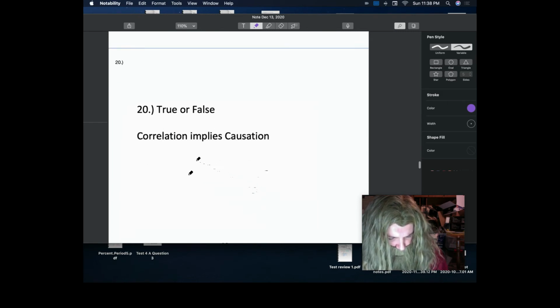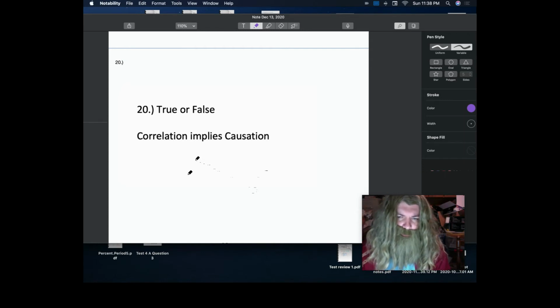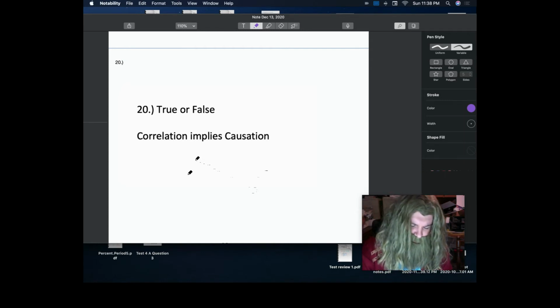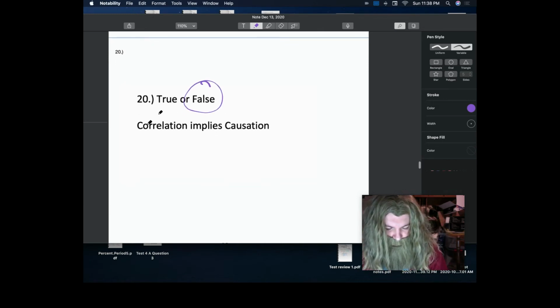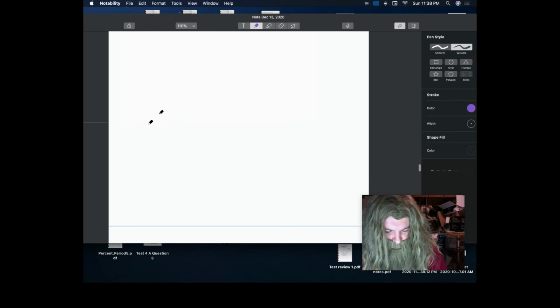True or false, correlation implies causation. Well, clearly, from many talks, we know this to be false. This is insanity at its greatest level.